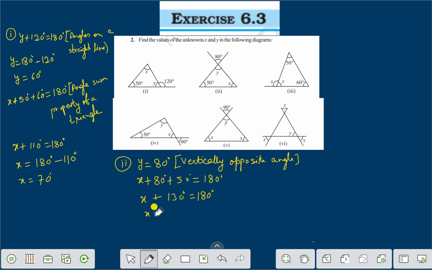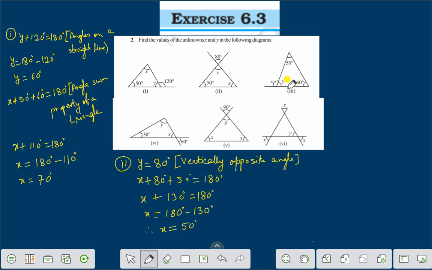Therefore, x is equal to 180 degree minus 130 degree. Therefore x is equal to 180 minus 130, which is 50. Then the value of x is equal to 50 degree. This is in figure 2.